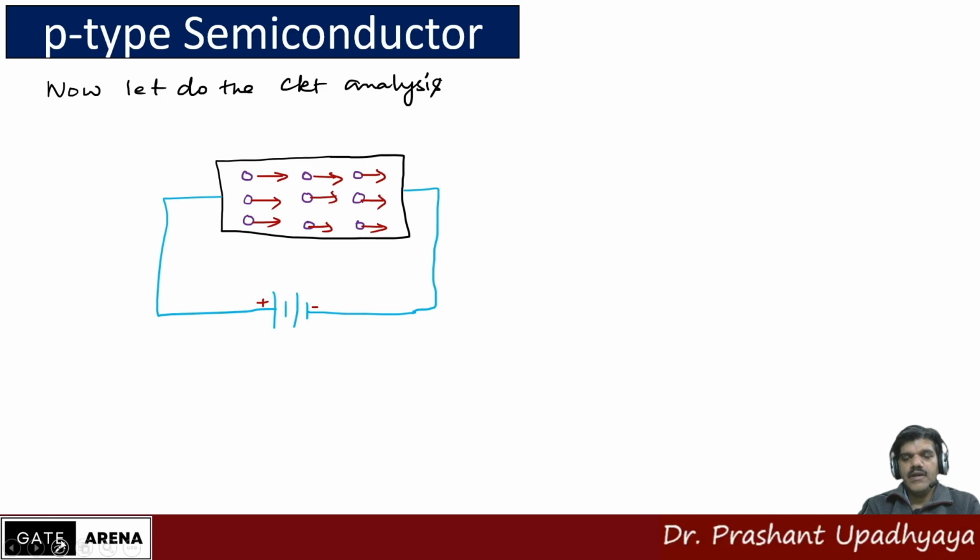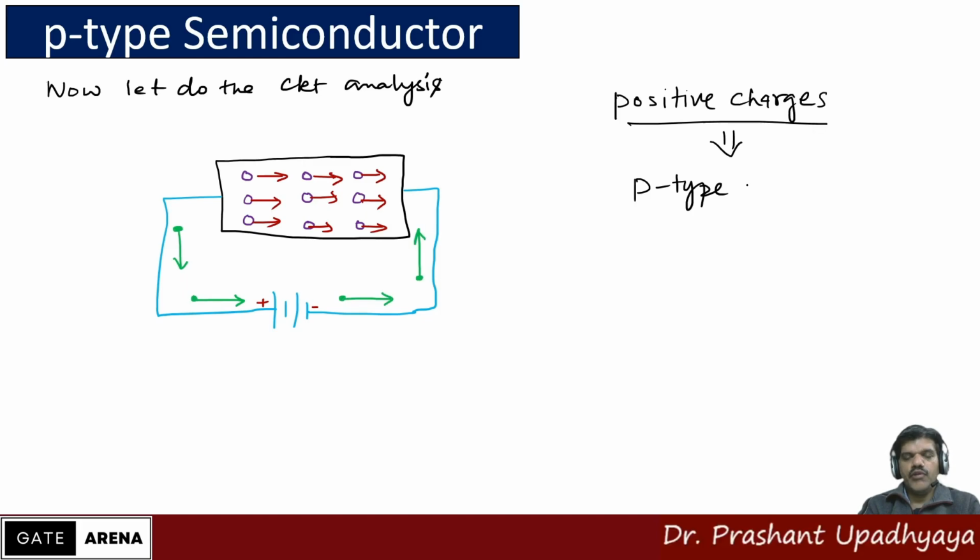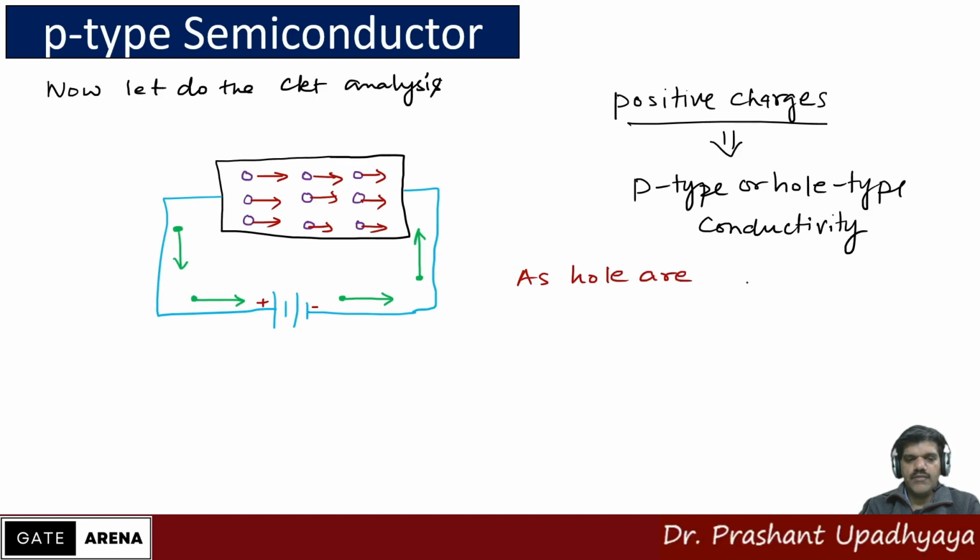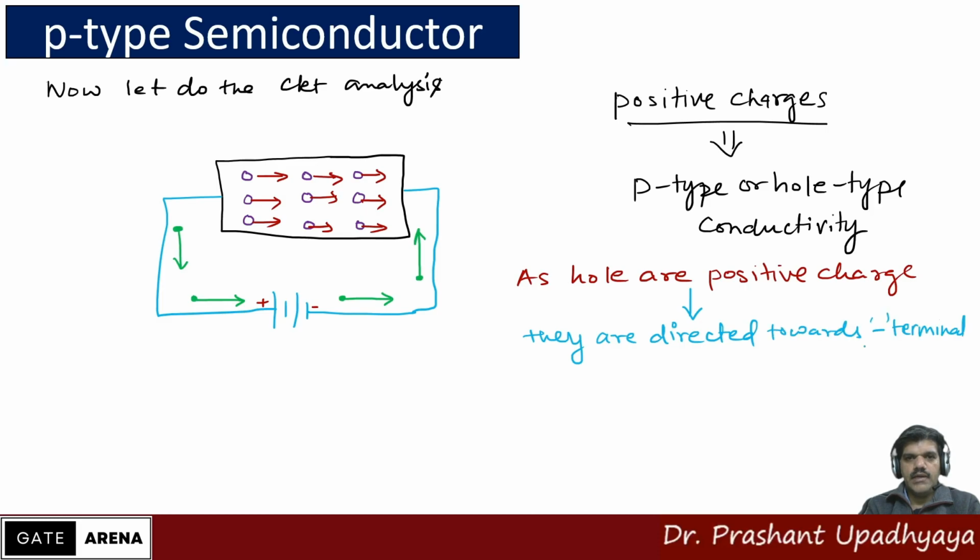At the same time, we have a few electrons also available in it. We will be representing those electrons with the green color. This electron is going to move to the positive terminal of the battery. So this is the flow of my current. What we are saying is that when we talk about the positive charge, we are referring to p-type or hole-type conductivity, and we can say holes are positive charge. So I'm writing: holes are positive charge. They are directed towards the negative terminal, and this is going to constitute a hole current. So I'm writing it, it is going to constitute the hole current.